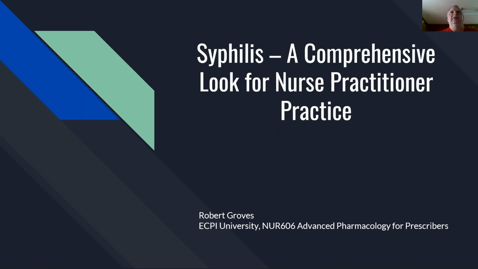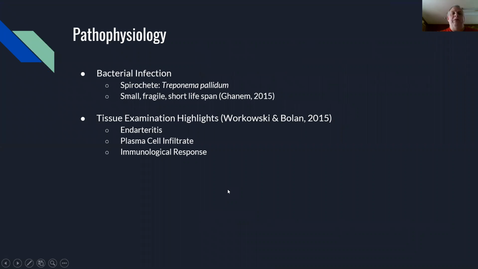I'm going to present the topic syphilis, a comprehensive look for nurse practitioner practice. Syphilis is a bacterial infection caused by the spirochete known as Treponema pallidum. The bacteria are spiral-shaped and short, measuring approximately 6 to 15 micrometers long and 0.25 micrometers in diameter. Due to its size, the bacteria are not visible by light microscopy. Diagnosis is made utilizing dark field microscopy in an attempt to capture the bacteria's characteristic movements.